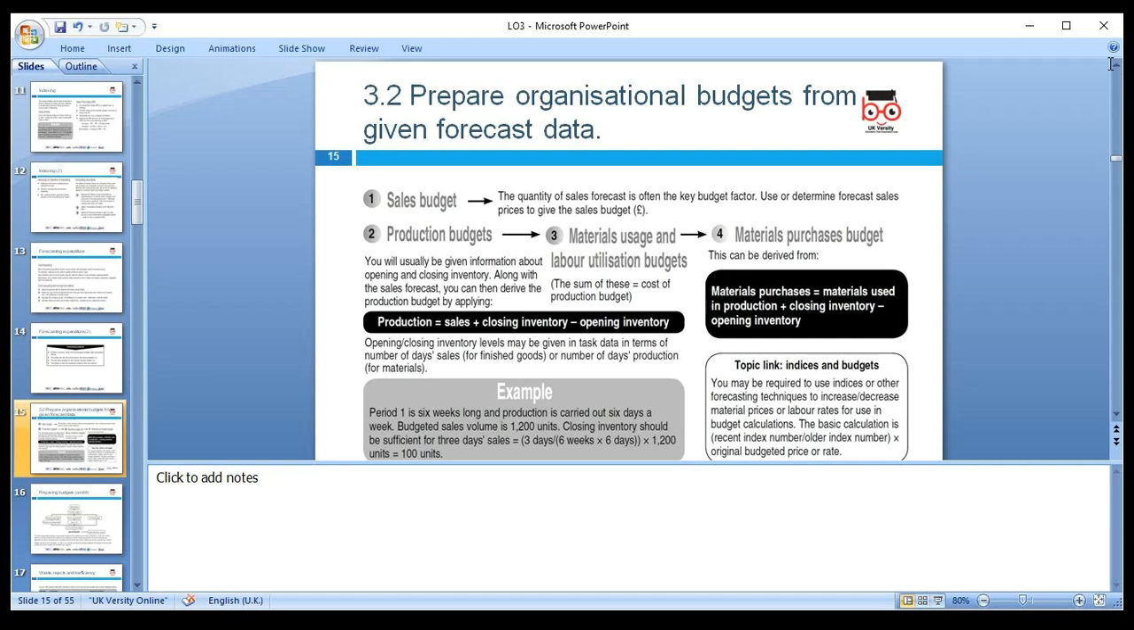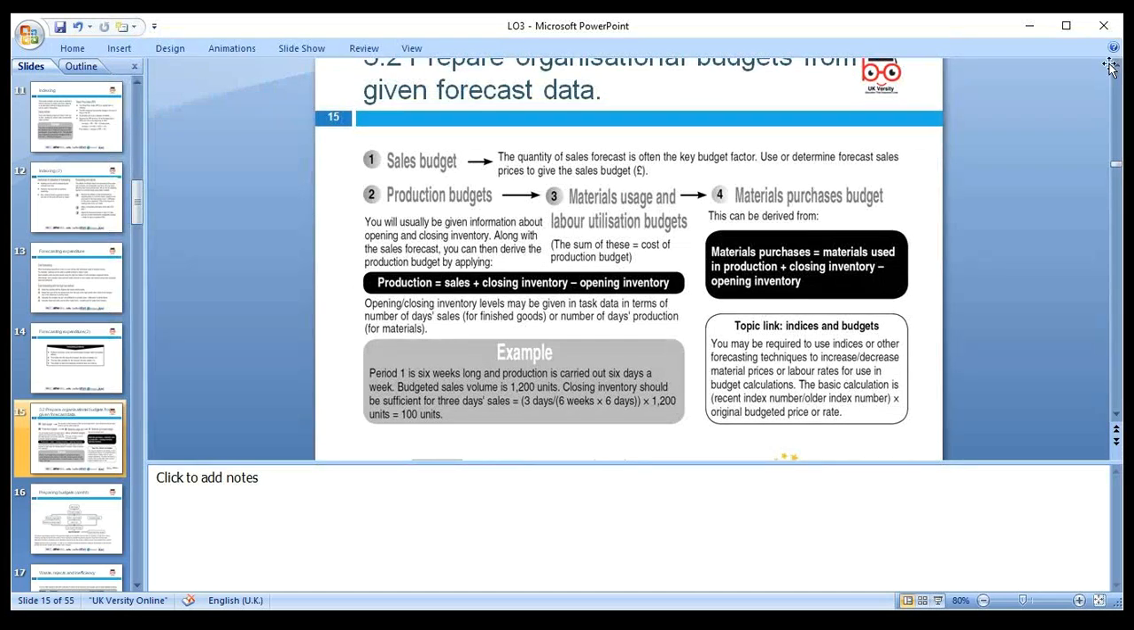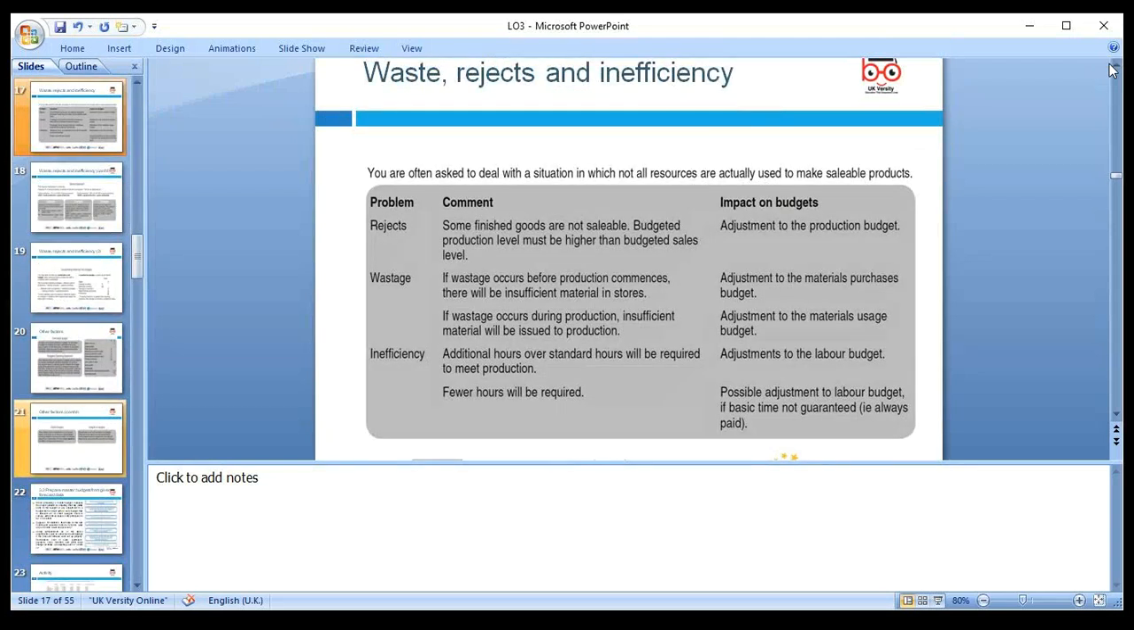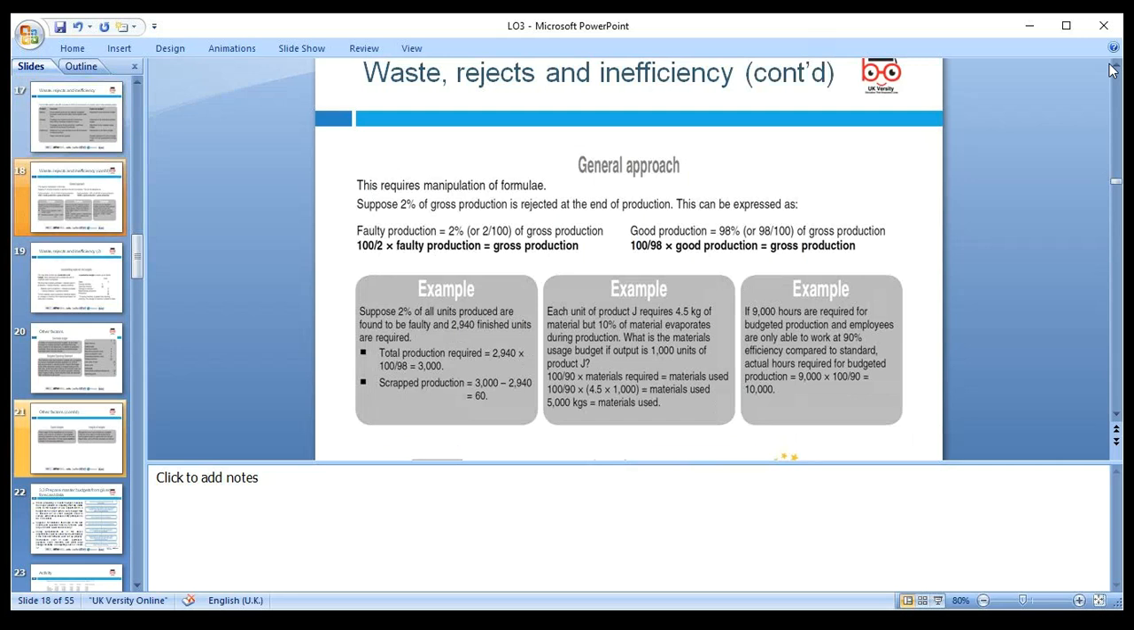Okay, next we're looking at 3.2, where we need to prepare the organization budget from the given data. So we need a sales forecast. We can make the sales budget, production budget and material usage budget. First we need to look at the sales forecast. We've been given the sales forecast here in the example, and then we can make all the other budgets. When you make the budget, always keep in mind rejects, waste and inefficiencies as well, so your budget is not understated.